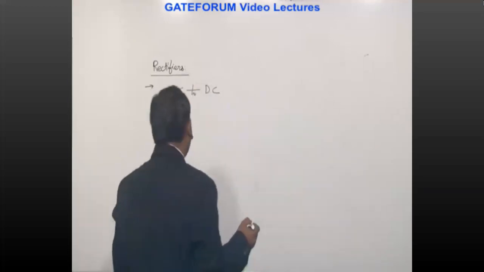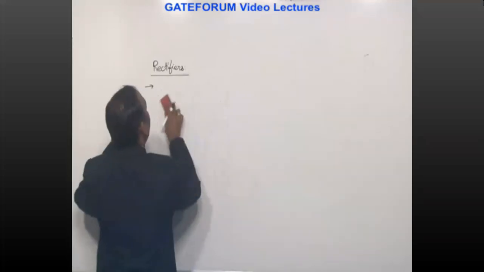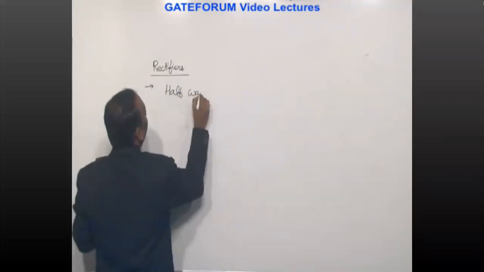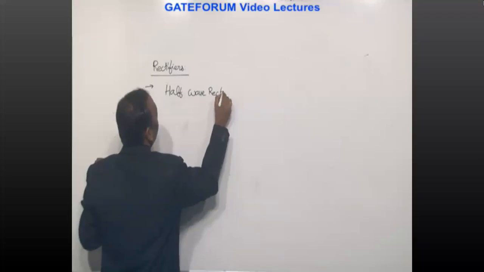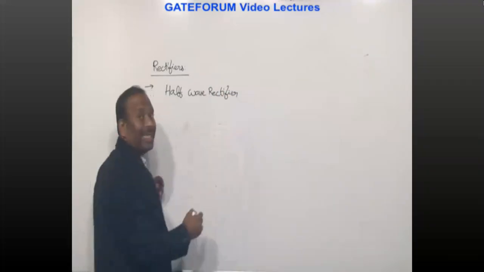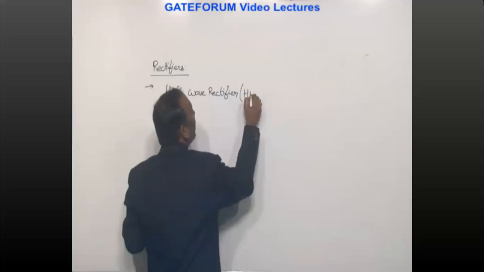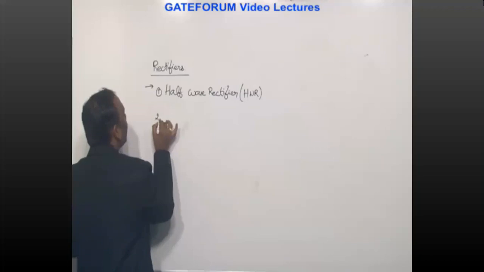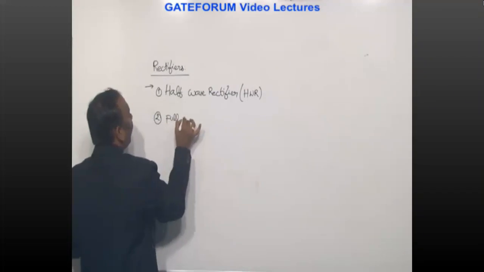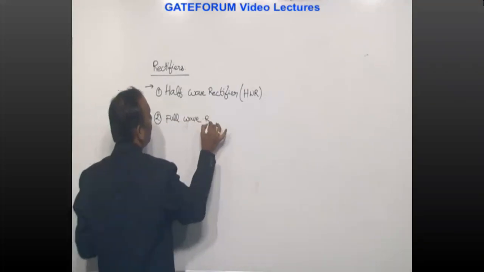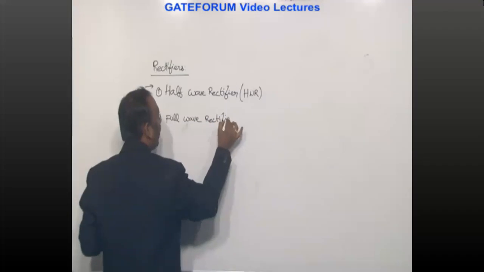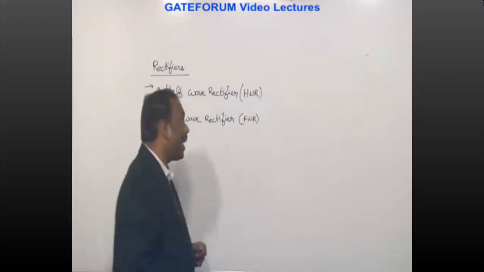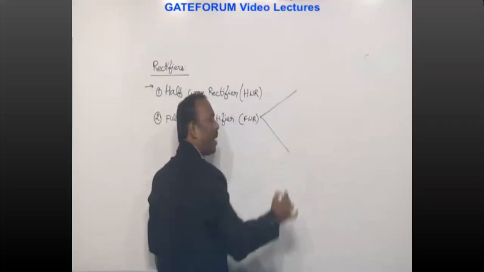What are the rectifier circuits available to us? Rectifier circuits. First, half wave rectifier. It is abbreviated as HWR, half wave rectifier. Second one is full wave rectifier. Once again, full wave rectifiers are classified into two categories.